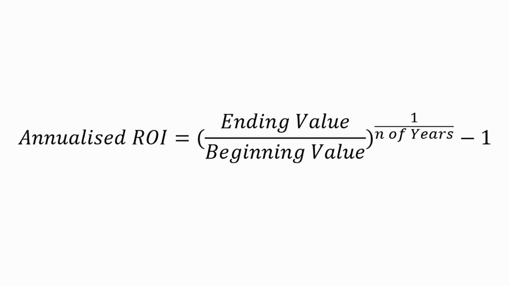The examples we've looked at so far have all been regular ROI calculations, but as I mentioned previously, there's also annualized ROI. Annualized ROI is the ROI relative to how long the investment was held for, which is something that the regular ROI doesn't account for. You can calculate the annualized ROI by dividing the end value of the investment by the beginning value and raising it to the power of 1, and then dividing by the amount of time the investment was held for and subtracting 1.